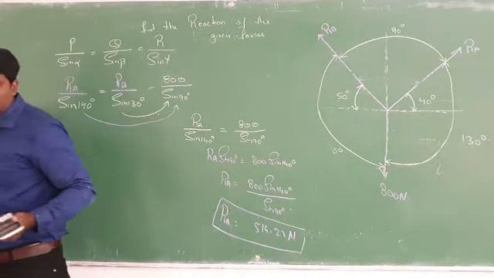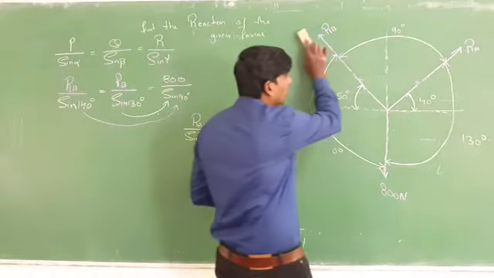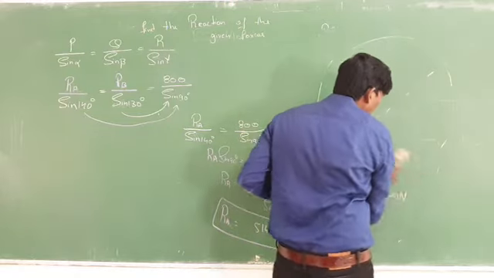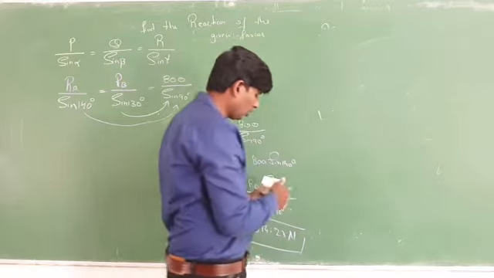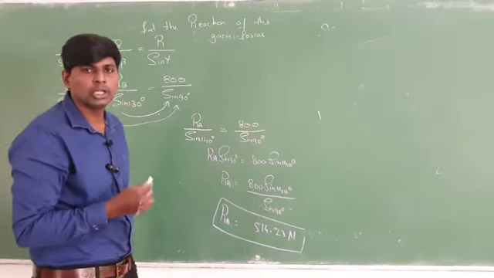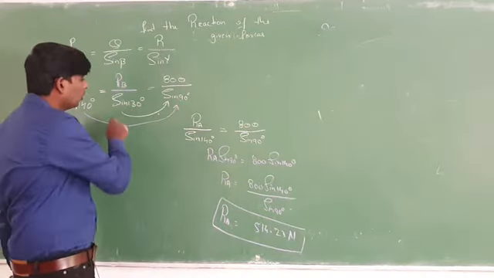After getting the value of RA, next step you have to find out the value of RB. For finding the value of RB, again what you have to do? You have to take known and unknown. Here, what is the known here? RB.